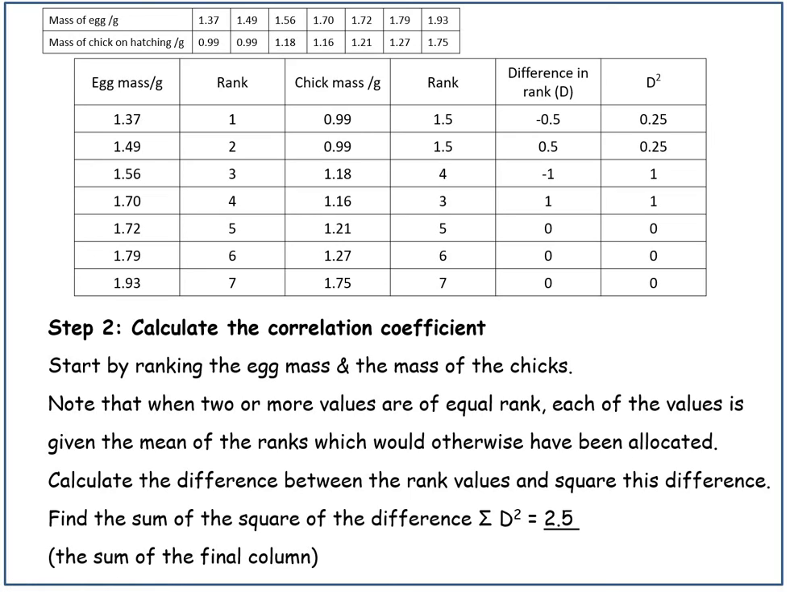So once you've done that, you calculate the difference between the rank values and square this difference. So 1 minus 1.5, 2 minus 1.5, 3 minus 4, etc. So you do that. It doesn't matter if you've got negative values, and then you would square them. Then you find the sum of the square of differences. So you see the sum here is 2.5.